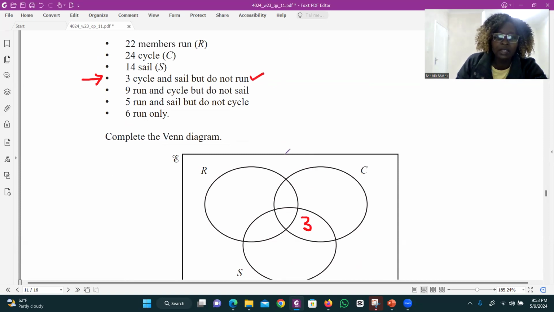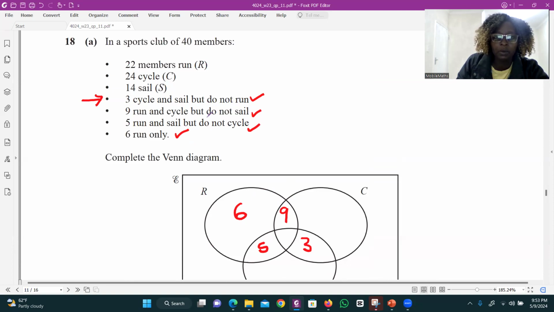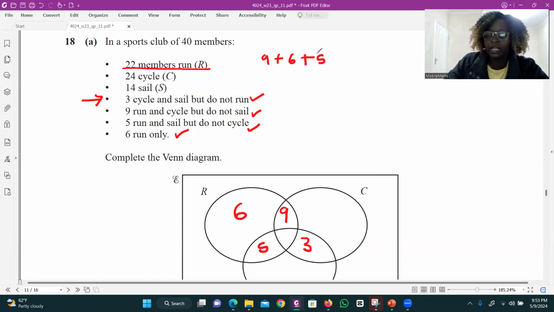The next one is saying 9 run and cycle. So I have my 9 here. And then 5 run and sail, but do not cycle. So I have my 5 here. Then 6 run only, so here we have a 6 that run only. Okay, we are done with all these points. Let's go to the first point where we have running people. Running people are 22. Let's add 9 plus 6 plus 5. That's 20.